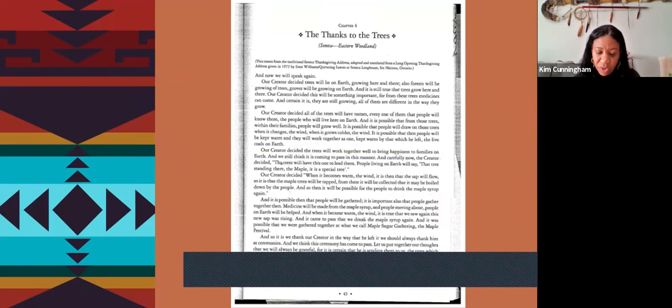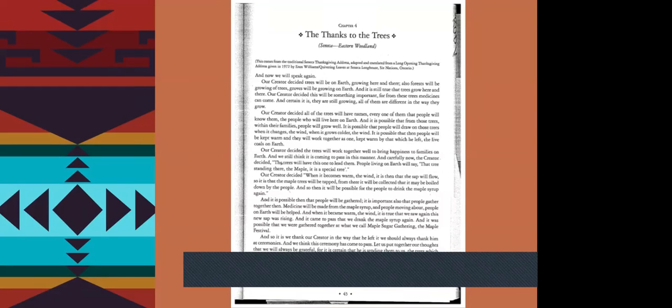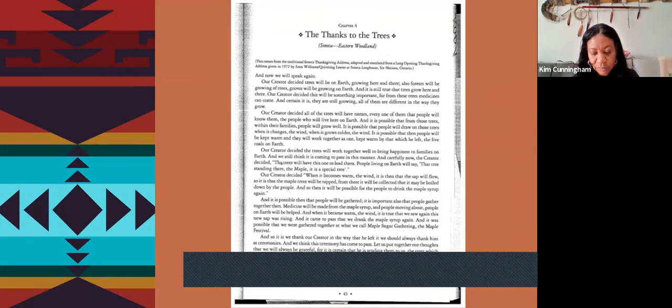And carefully now, the Creator decided the trees will have this one to lead them. People living on earth will say, that tree standing there, the maple, it is a special tree. Our Creator decided when it becomes warm, the wind, it is then that the sap will flow. So it is that the maple tree will be tapped. From there, it will be collected, that it may be boiled down by the people. And so then, it will be possible for the people to drink the maple syrup again.